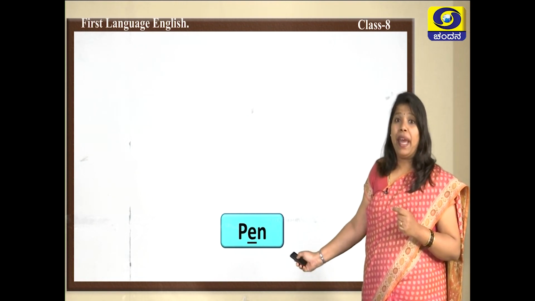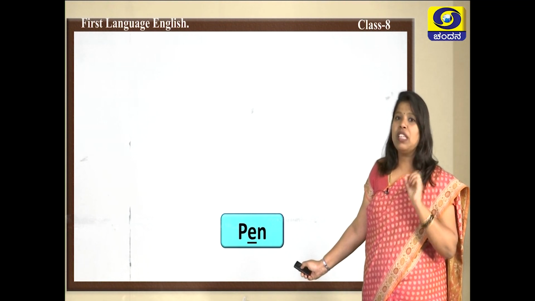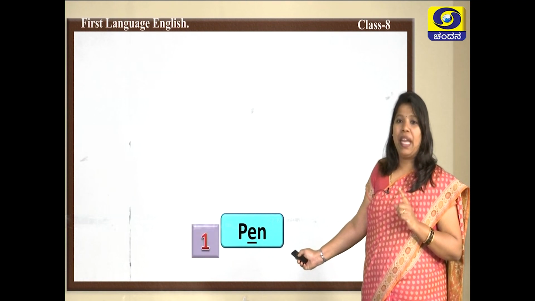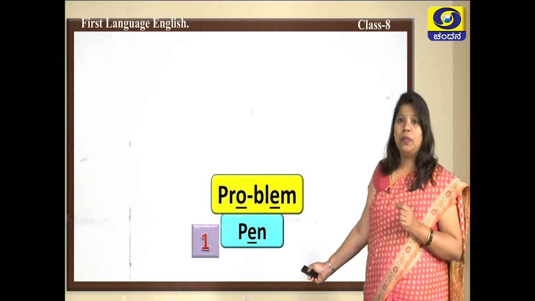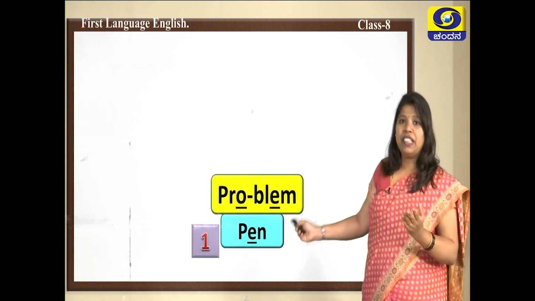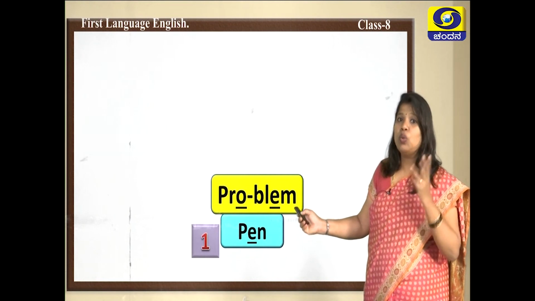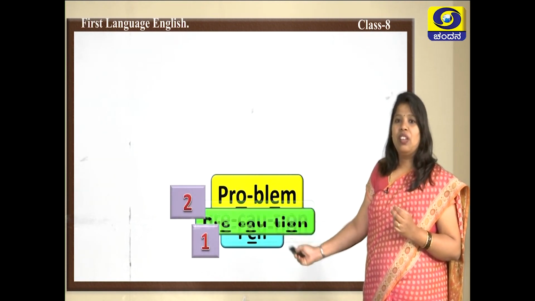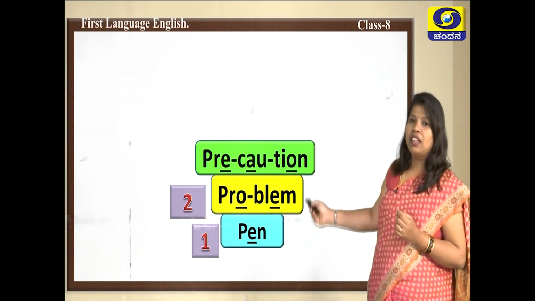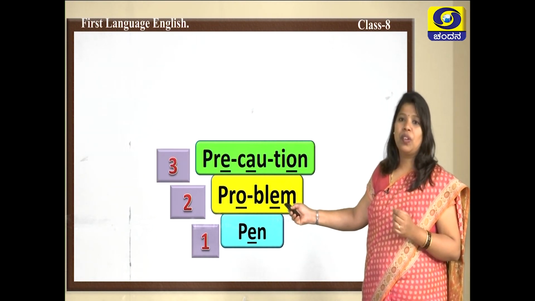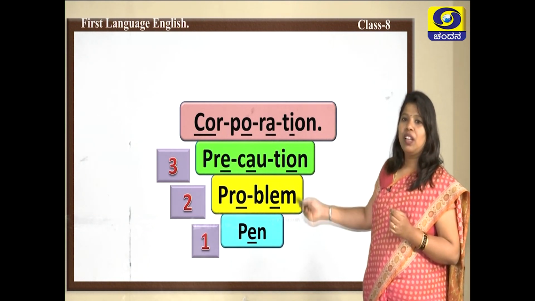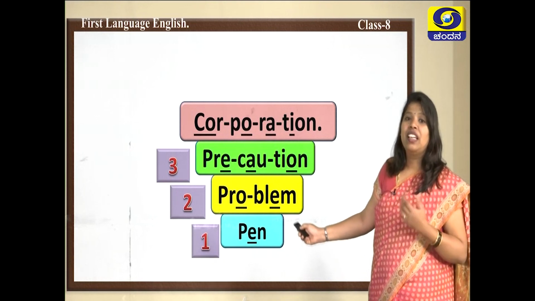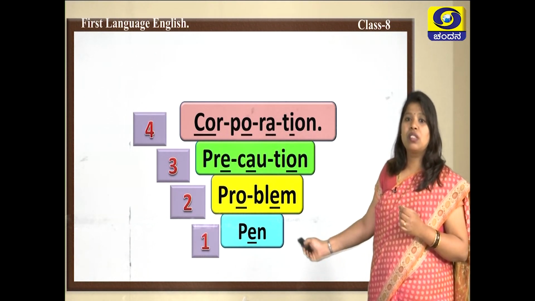Now, in the word pen, how many vowel sounds do you hear? You hear one vowel sound, no? Pen, e. Now, look at this word, problem. When you split it into two, you hear two vowel sounds. Now, look at the third one, precaution. So, you hear three vowel sounds. Corporation. How many vowel sounds did you hear? Yes, you heard four vowel sounds.